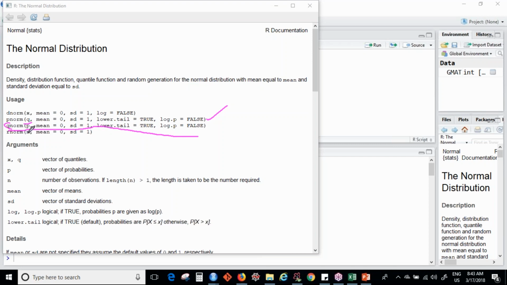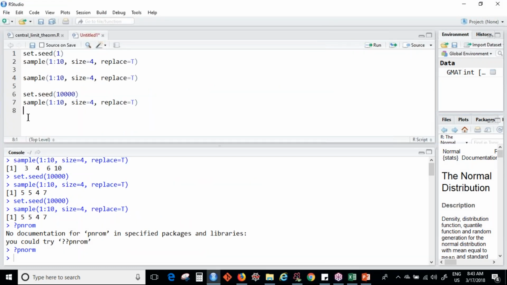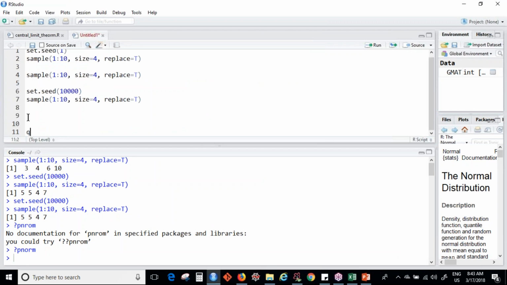It also has similar syntax. The first input is the probability. Next you give the mean, then the standard deviation, and lower.tail is TRUE or FALSE depending on what you want, the lower side tail or the higher side tail. So we will be using this function now. So how we will use this is, I will write qnorm.